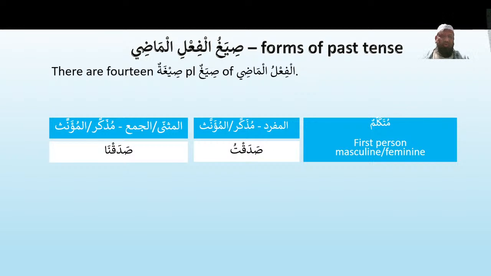How do we make the 14 forms of فعل الماضي? The first two forms are already made, like صدق. Just add ta as-sakina to make it feminine. And for the rest of the 12 forms, we have to add the ضمير المرفوع المتصل, which is only used for فعل الماضي. We have done these ضمائر in the previous lessons. So if you haven't memorized them, go and learn them properly.